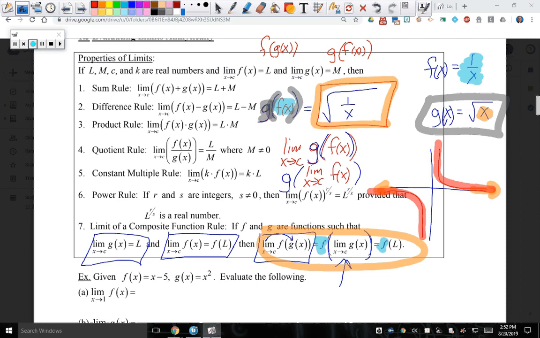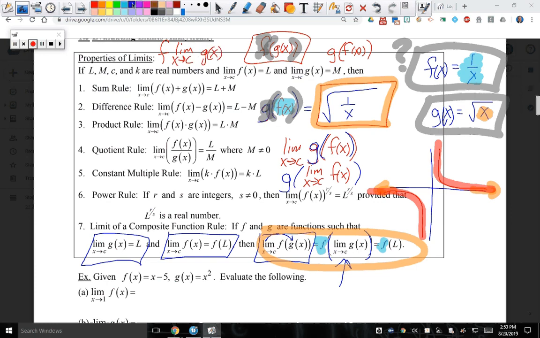Let's do it the other way. What if we had f of g of x? The outermost function is f. That's this. Is this continuous? 1 over x is not continuous. It has a break in it. So you could not bring the limit inside in this specific example. You could not do this because f is not a continuous function. But you can do this because g is a continuous function. I hope that helps. You have to see it with some equations to understand that rule 7.